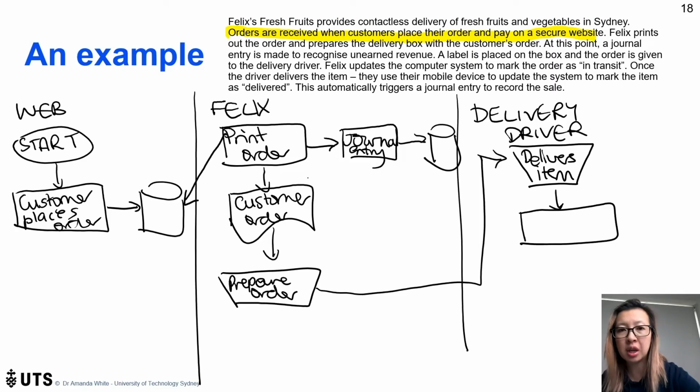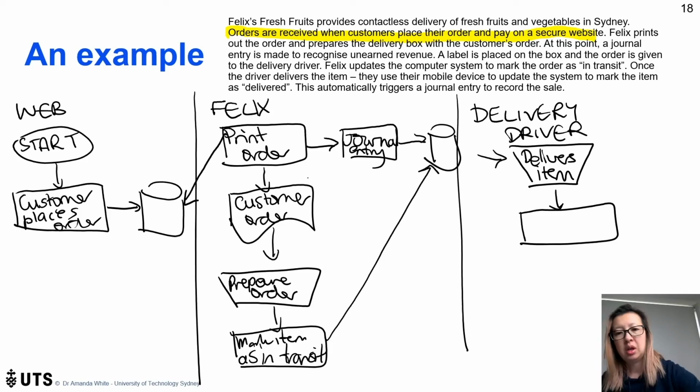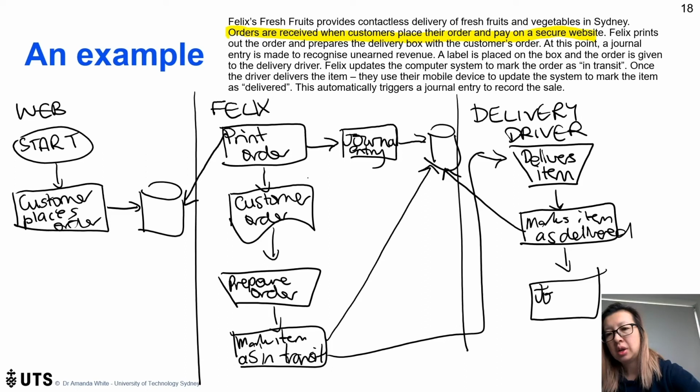oh, hang on, I forgot a step. Felix updates the computer system to mark it as in transit. Oops. So we have another step. Mark item as in transit. So let's imagine this is the same system up here. Then the next step is that the delivery driver delivers the item. He marks item as delivered back into this system over here, and it automatically triggers a journal entry.